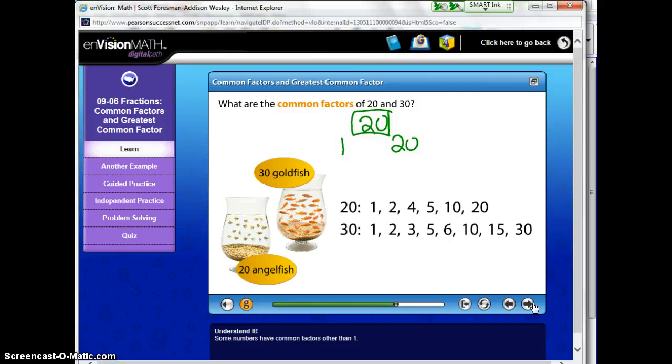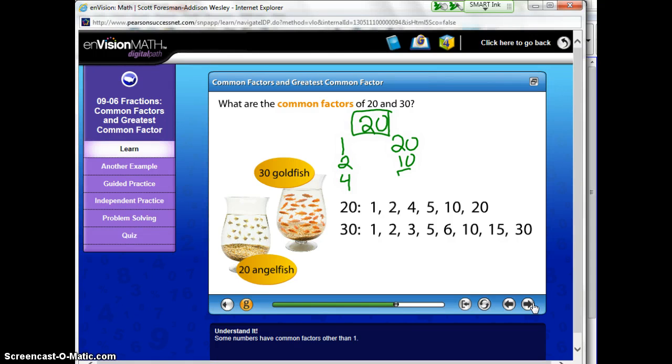Now let's move down the line to the number 2. Would 2 go into 20? We know that because it's an even number. 2 times what? 10. Good. Now let's keep moving. 3? The divisibility rule for 3s is if you add up the digits and 3 goes into that, it'll work. Will it? No. How about 4? Yes. 4 times what gives us 20?